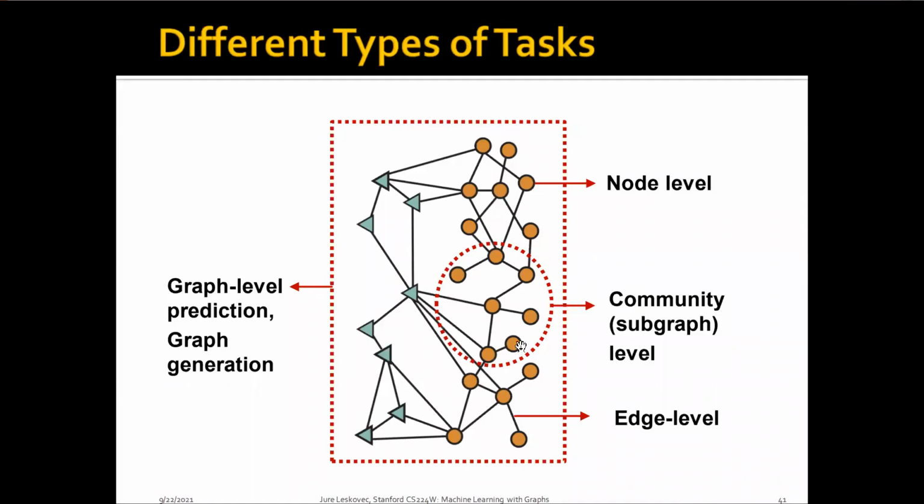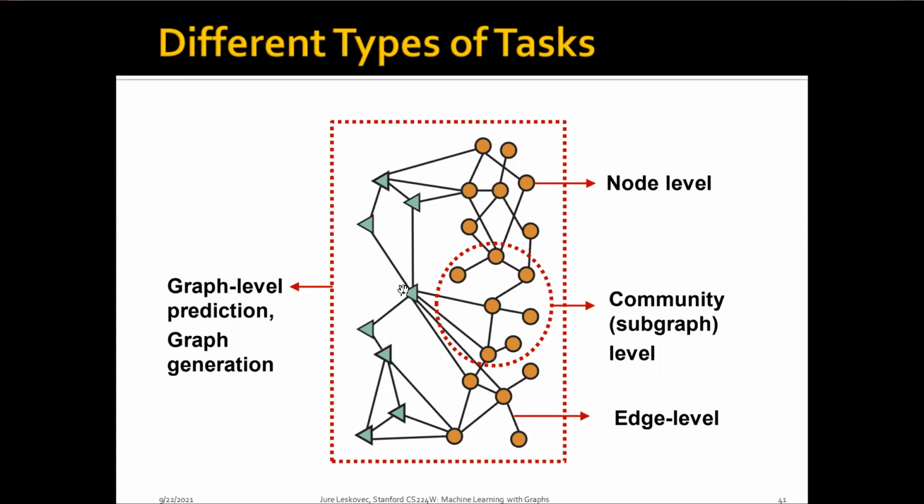Okay, so about different types of the task. The task can be defined at node level, say the classification of the node. And it can also be defined at the edge level, right? You want to predict, say, the property of the link, or just to predict whether the link exists or not. And also the prediction can be done at the subgraph level. So it's community level, or just all together at graph level.